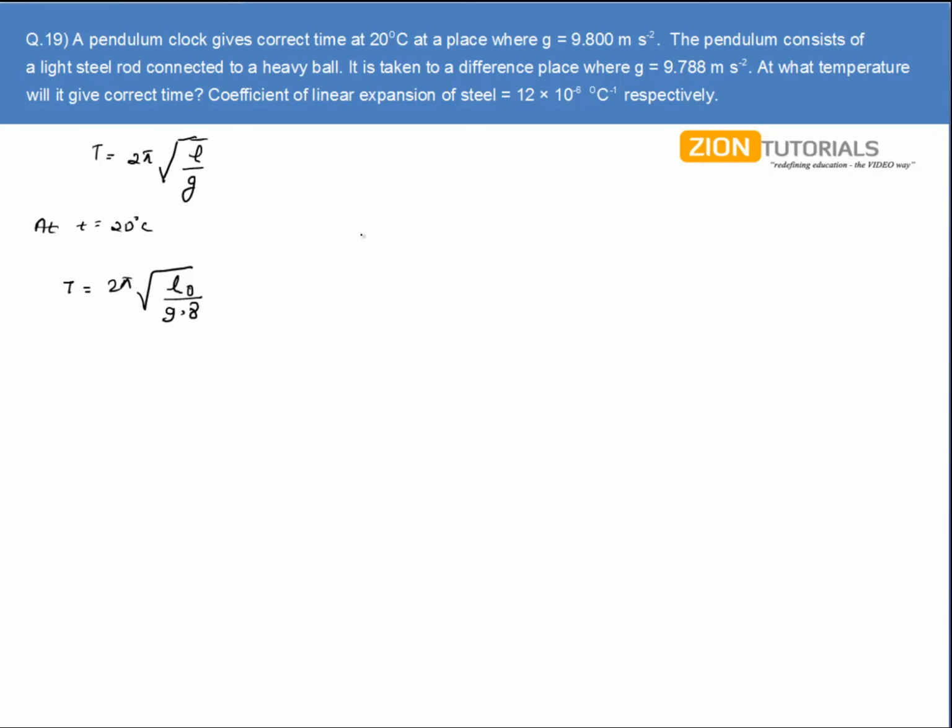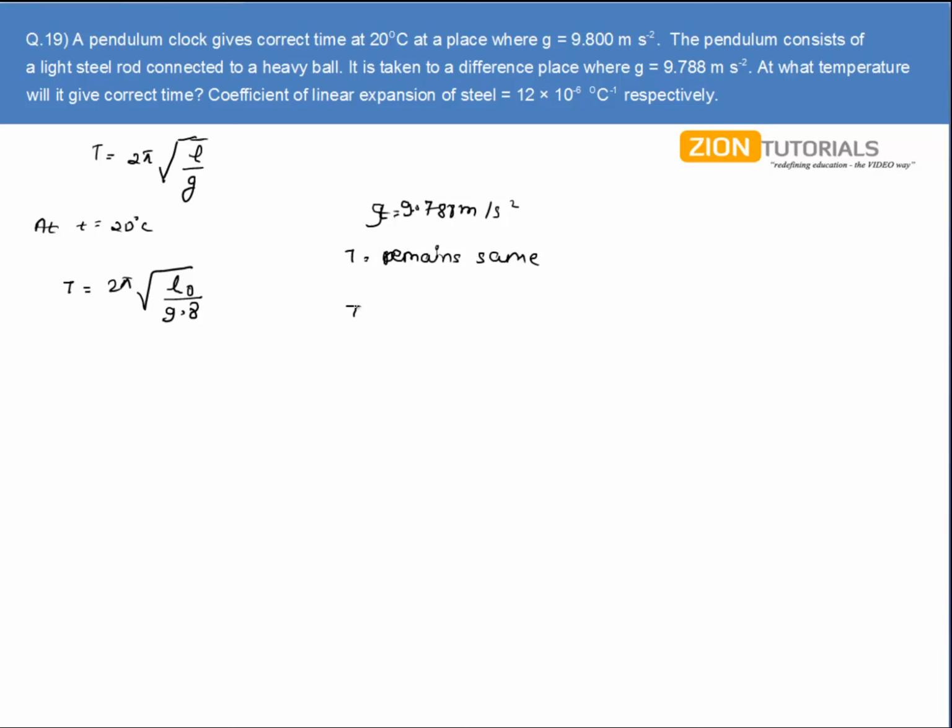So I have to calculate the temperature so that it will give the correct time. Now obviously if I change the temperature, then length will change, and what I need is that it shows correct time, that is, the time period remains the same. Okay, at this place, g is equal to 9.788 meter per second square. Okay, this is my value of g.